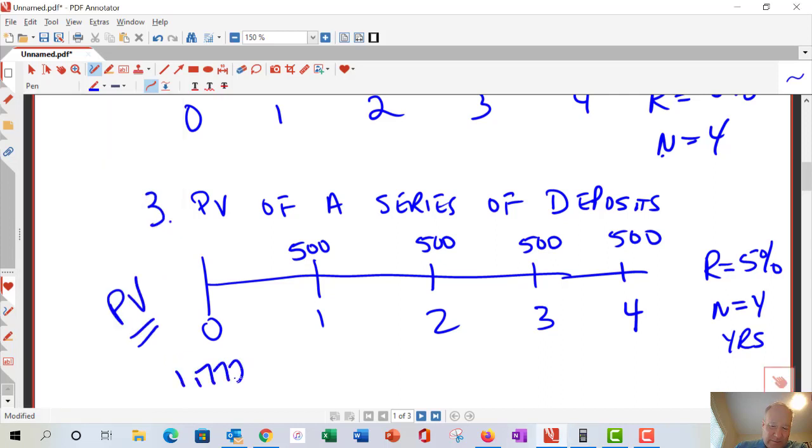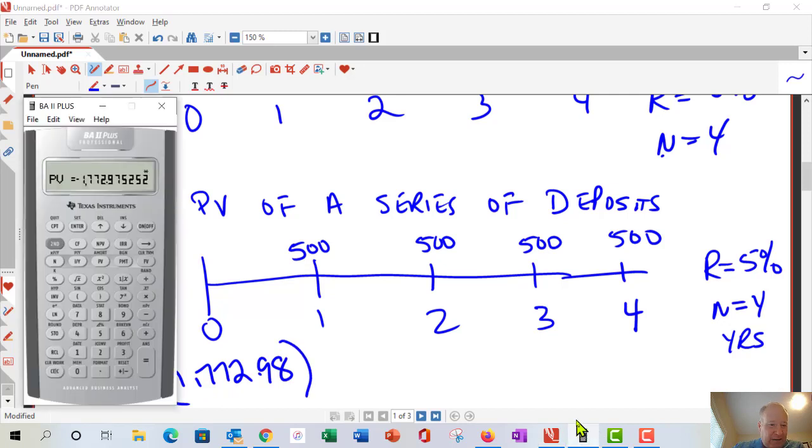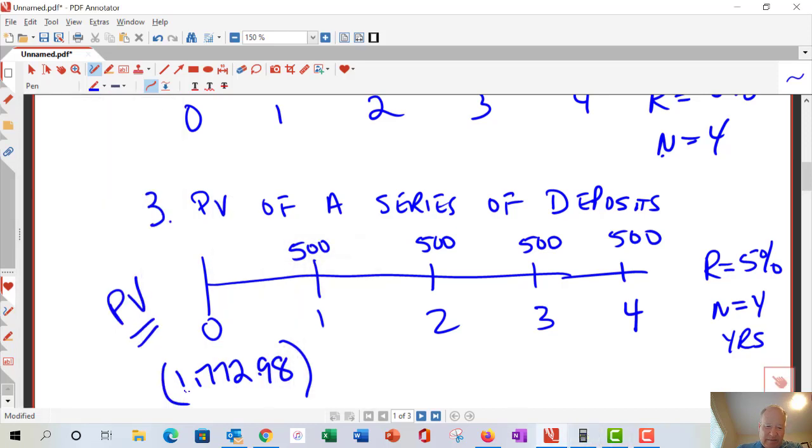All right, so by contributing this amount today, and you'll notice it comes back with a negative number in front because I left a positive sign on the payment. So you'll see that by contributing, right today, I'm going to set aside $1772.98 in my account. I'm going to take out the full amount of $500 for the next 4 years. At the end of all this, I won't have any money left in the account, but I will have taken out my $500. All right, so that's the present value of a series of deposits.